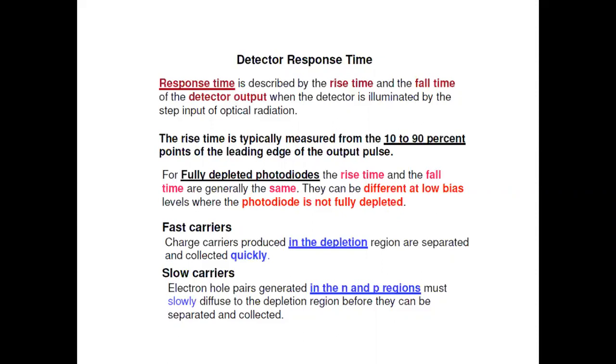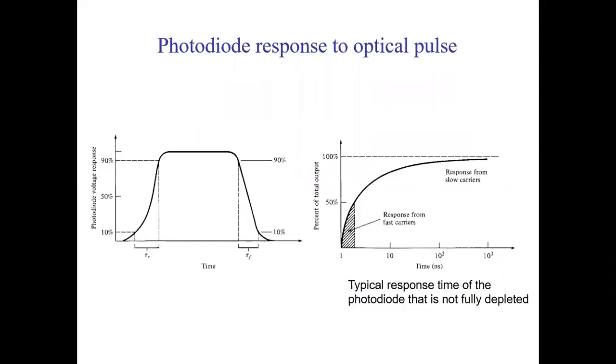For fast carriers, the charge carriers produced in the depletion region are separated and collected quickly. For slow carriers, electron hole pairs generated in the N and P regions must slowly diffuse to the depletion region before they can be separated and collected.